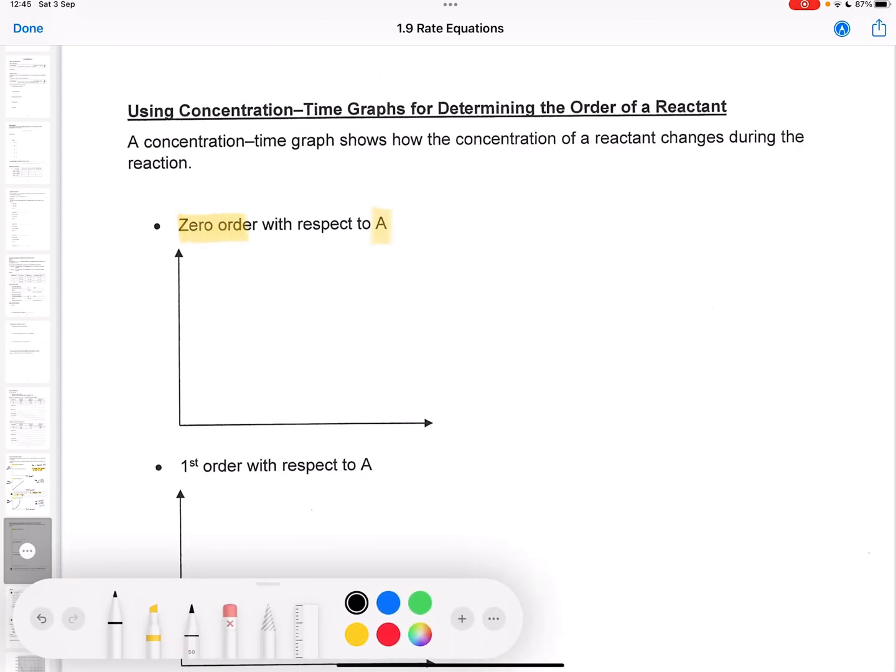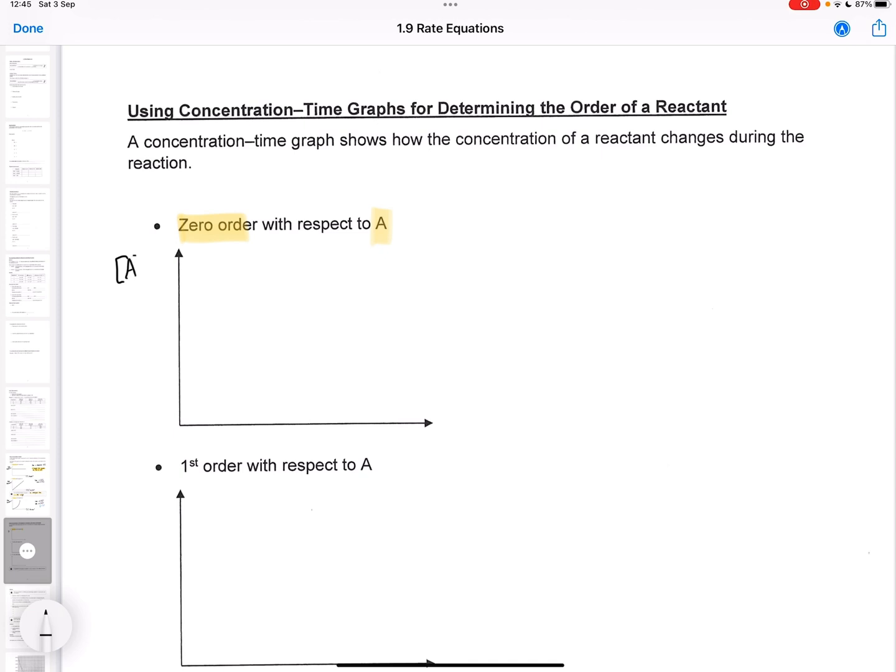Now, concentration on the y-axis here, because that's come first. So concentration of A, units of concentration, moles per decimetre cubed. Time on the x-axis, time in seconds. So how does the concentration of a reactant A change during the reaction if it's zero order?